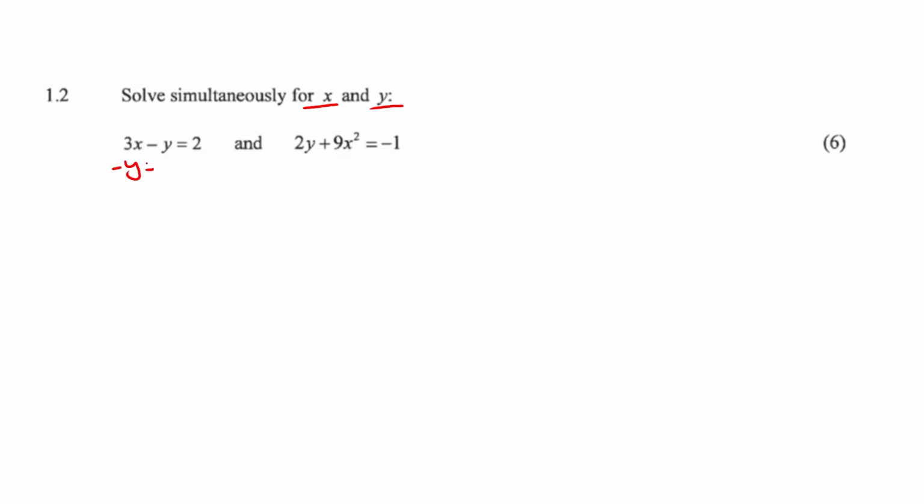So negative y is equal to 2 minus 3x, and divide through by negative 1: y is equal to negative 2 plus 3x. And this can be your equation 1, this can be your equation 2. Next step, we would sub 1 into 2. So we're subbing in our y value in here.